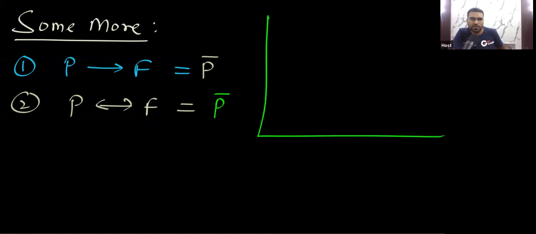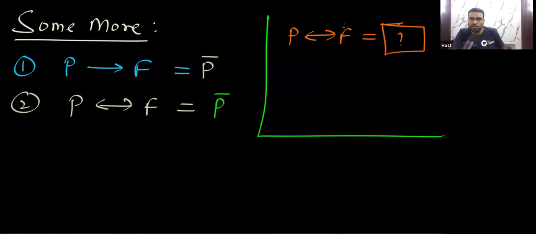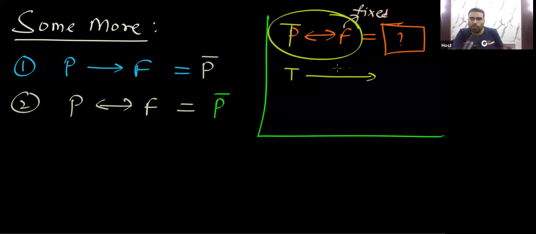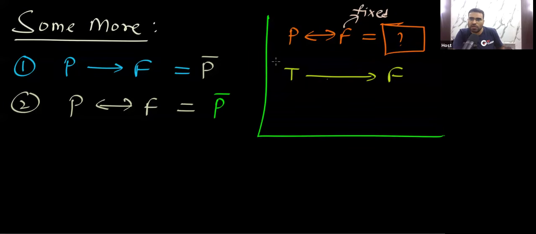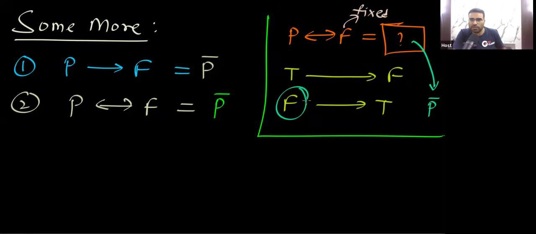Very simple point. I want to know what P biconditional false is. What should I write in this box? This false is already fixed. If P is true, true biconditional false will be false. And if P is false, false biconditional false will be true. So did you notice? In the box I'm writing the opposite of P, because when P is true I write false, and when P is false I write true.